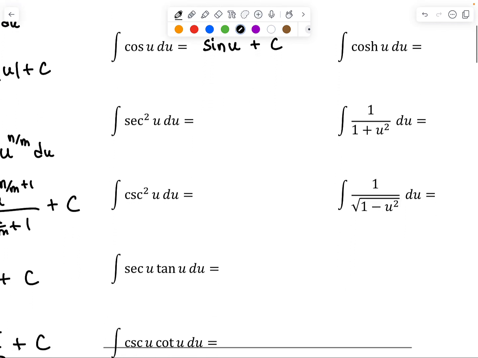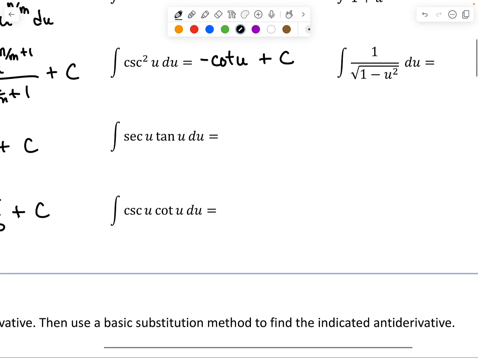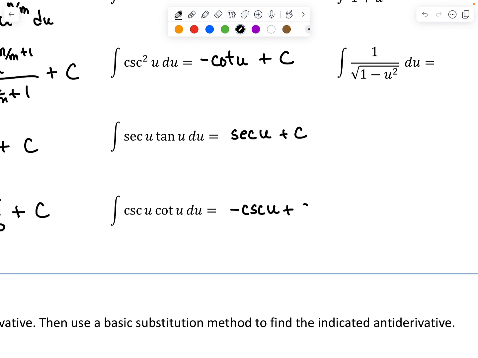Integral of secant squared is tangent of u. Integral of cosecant squared is cotangent of u, but we'll need a negative here because the derivative of cotangent is negative cosecant squared. Integral of secant tangent will be secant. Integral of cosecant cotangent will be negative cosecant of u.